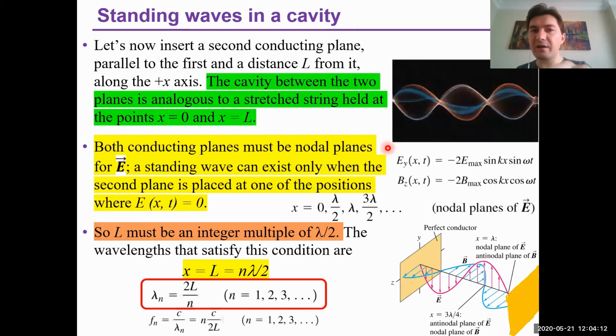So finally, we have that type of behavior. Here you have a metal plate, the first conductor, and here we have the second conductor, okay? The electric field at that position, when x is zero, is zero. When x is equal to L, the electric field is also zero, okay? Because here we have nodes, nodal planes for the electric field, and these are the antinodes for the electric field. Do you have any question here? Standing waves in a cavity?